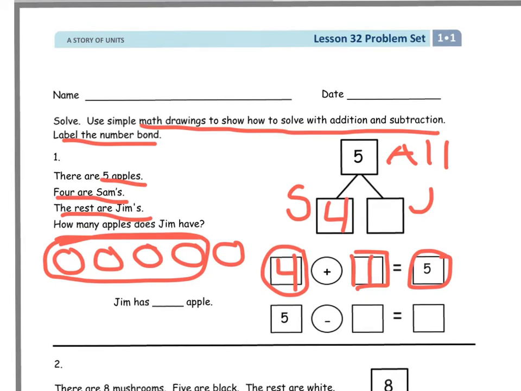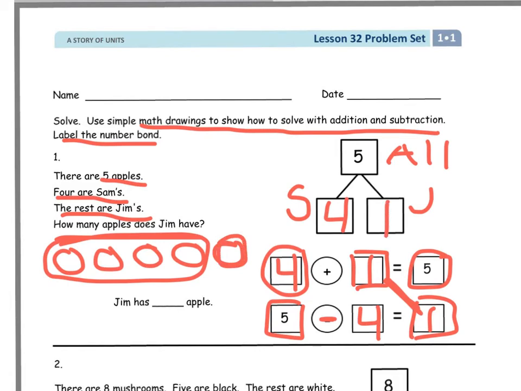Or I can take the total, how many I have in all, and subtract how many Sam has. And I can count back 4 from 5, and my answer would be 1. I get the same unknown here, 1 and 1. Either way, I solve it. So that means Jim has one of those apples. I see it in my drawing over here, and I'm going to put it in my number bond.